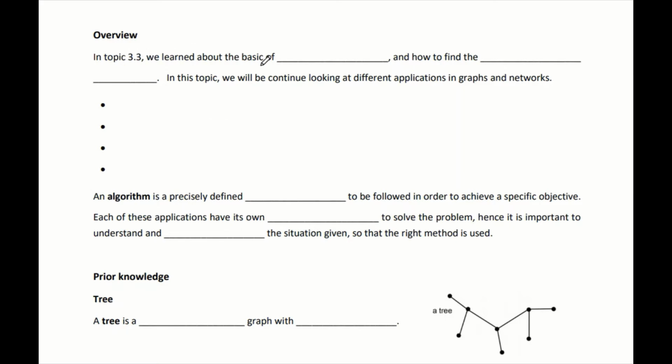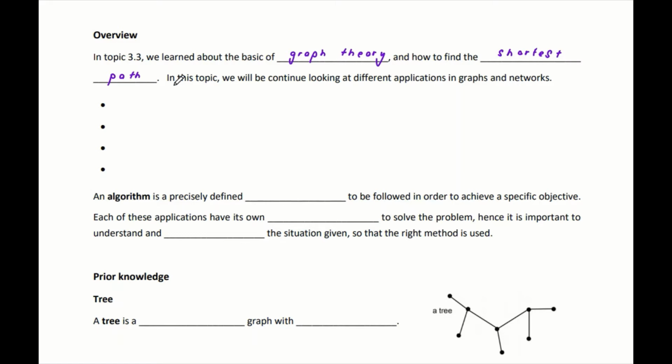In topic 3.3, we learned the basics of graph theory: what the elements in a graph are, what the types of graph are, then Eulerian and Hamiltonian, and how to write an adjacency matrix and so on. We also talked about one simple application, which is how to find the shortest path between two vertices.